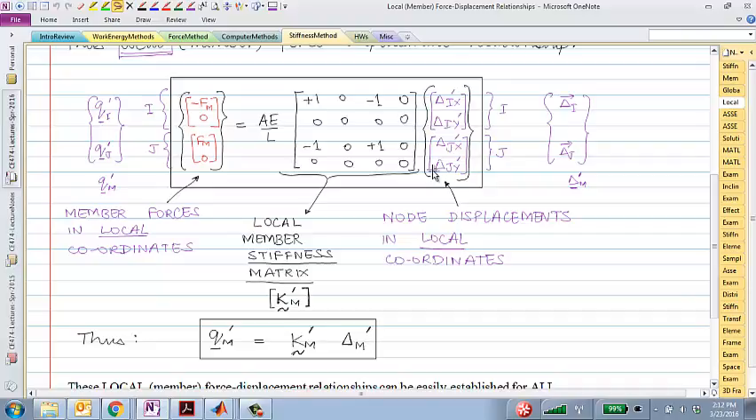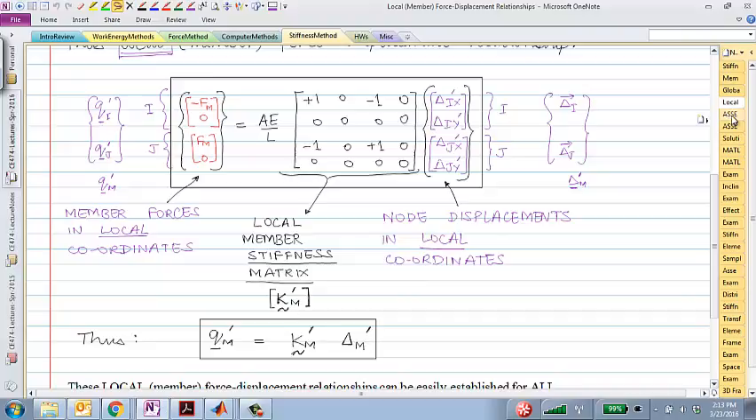No, it doesn't, because that relationship is expressed in the local coordinate system. Like I said, the local coordinate system is always oriented along the member. If it's horizontal, x prime, y prime are oriented like this. If it's vertical, x prime, y prime are oriented like that. So this relationship will not change no matter what the orientation of the truss element is.